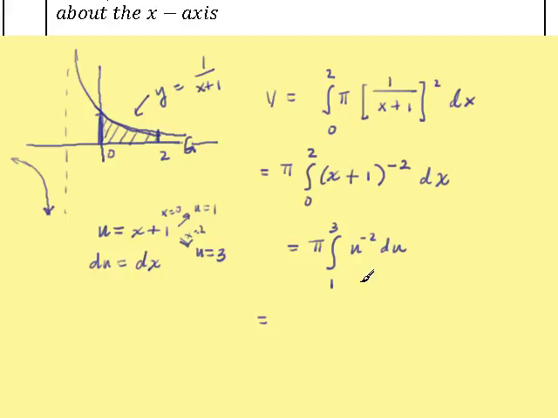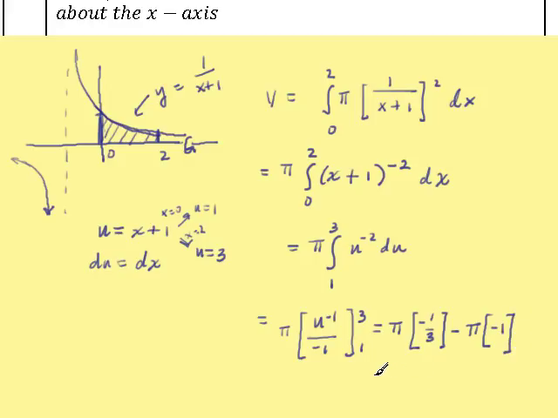All right, so that is add 1, and we have u to the minus 1 over minus 1, power rule, and pi and 1 to 3. So that is, substitute in 3, and we have minus 1/3. Substitute in 1, and we have minus 1. So we have minus 1/3 pi plus pi. So that comes out to 2/3 pi.